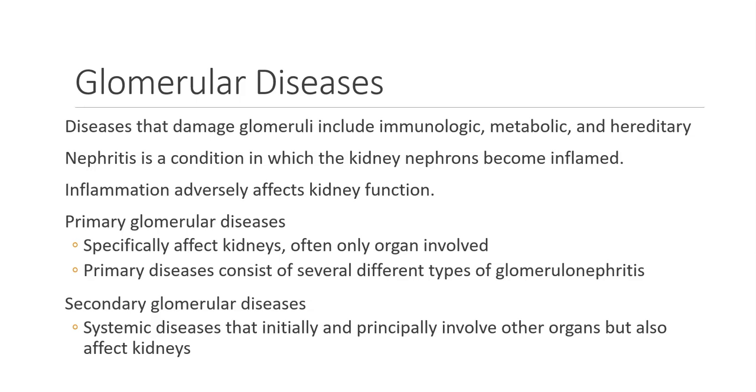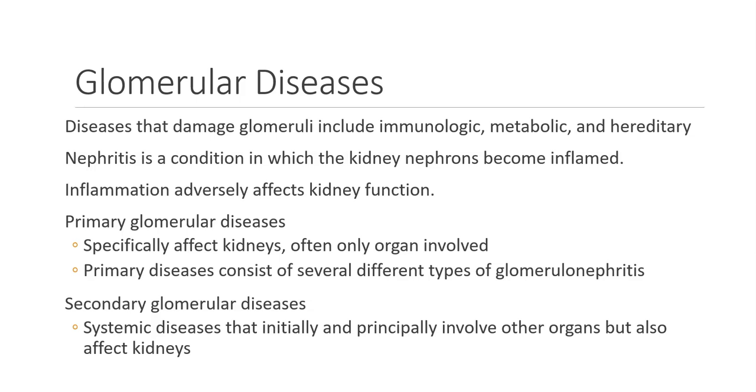Glomerular diseases are diseases that damage the glomeruli, and they include immunologic, metabolic, and hereditary conditions. Nephritis is a condition in which the kidney nephrons become inflamed, and this is an indication of glomerular disease. Inflammation, unfortunately, will adversely affect the function of the kidneys. There are 2 types of glomerular diseases. There's primary, which specifically affects the kidneys, and often that's the only organ involved. The primary diseases consist of several different types of glomerulonephritis.